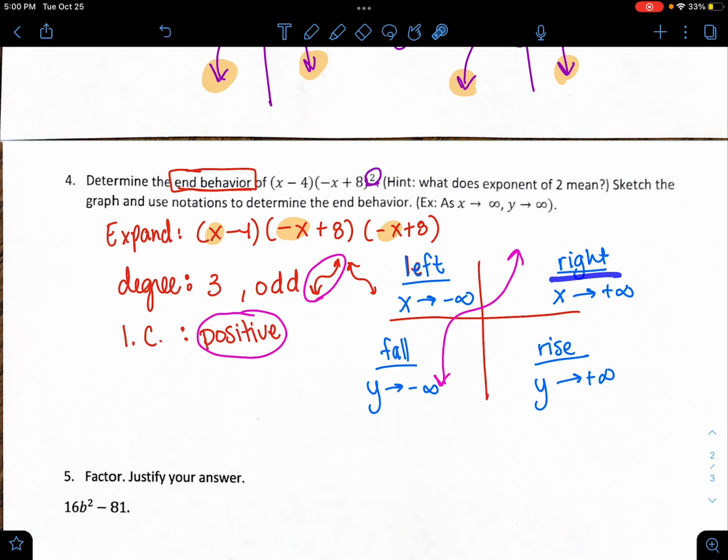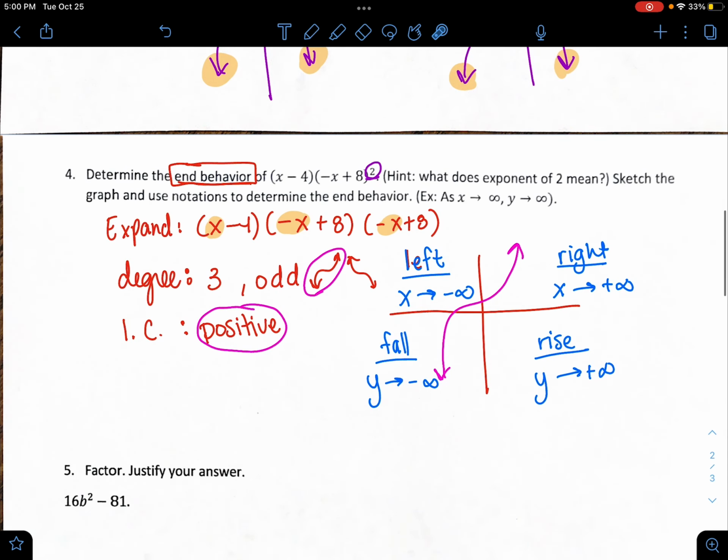Left and right will always be x. Left will always be negative. Right will always be positive. But rise and fall always changes. Okay, fall will always be negative. Rise will always be positive. Okay, that's how you would answer this question.